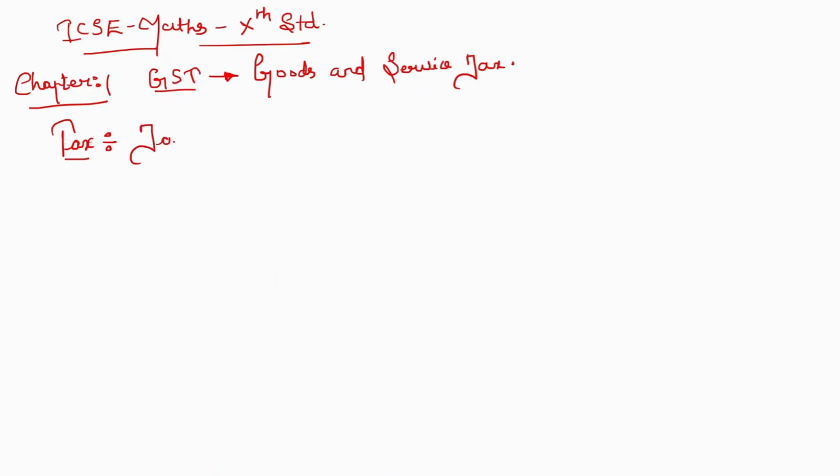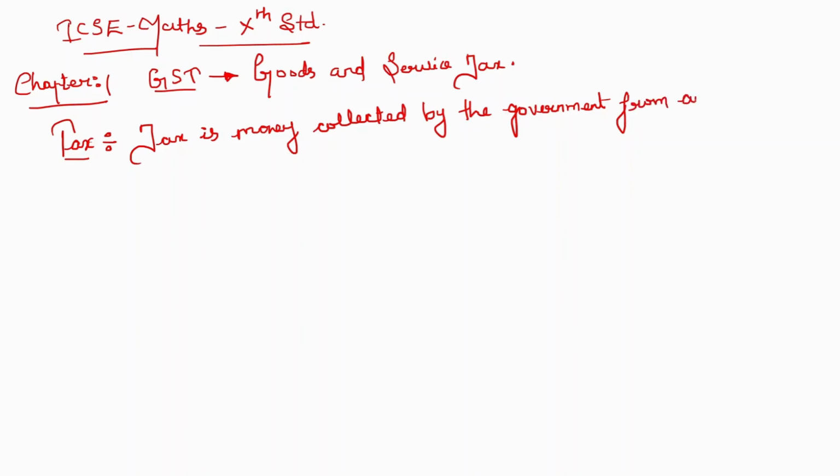Tax is money collected by the government from its citizens. It can be citizens or it can be some people from outside also who are taking the services. They also have to pay taxes, but here we are talking only about citizens. So what the citizens are paying.